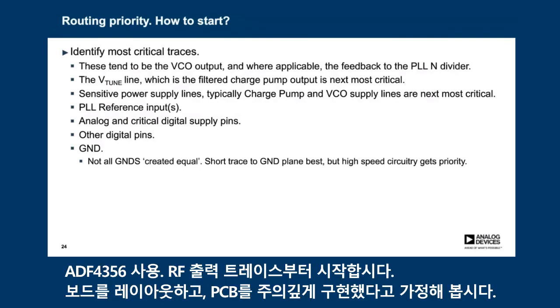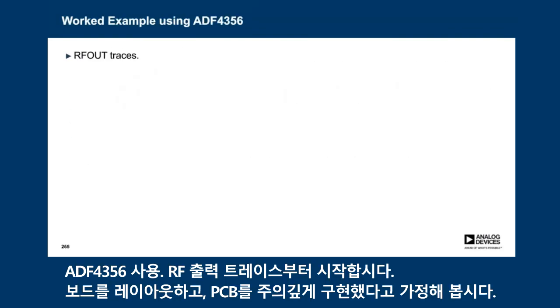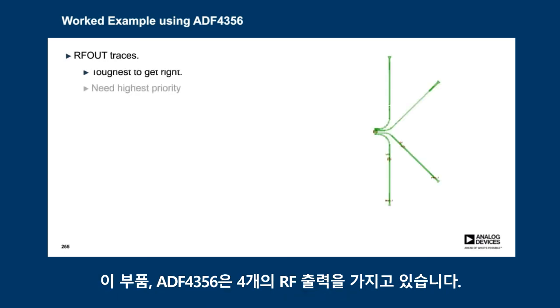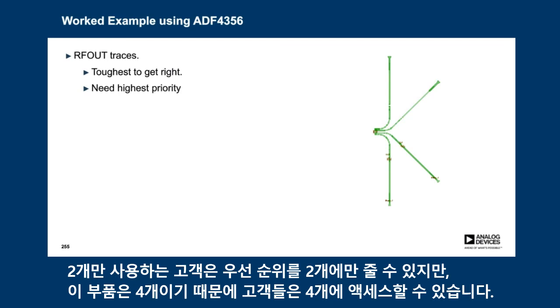Example then using the ADF4356. So we start with the RF output traces. Let's say we're laying out a board and we're carefully building up the PCB. This part, the ADF4356, has got 4 RF outputs. A customer using only 2 can afford to prioritize only the 2, but this part is 4, so we give our customers access to the 4.